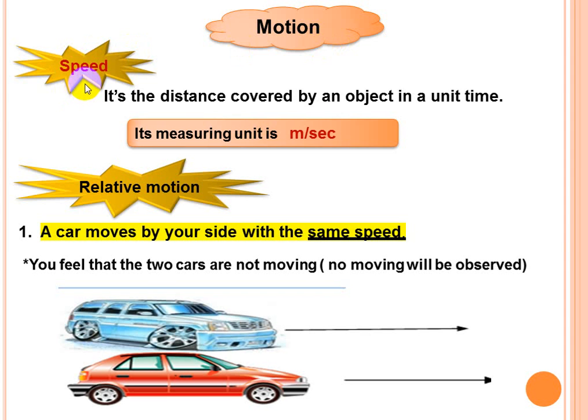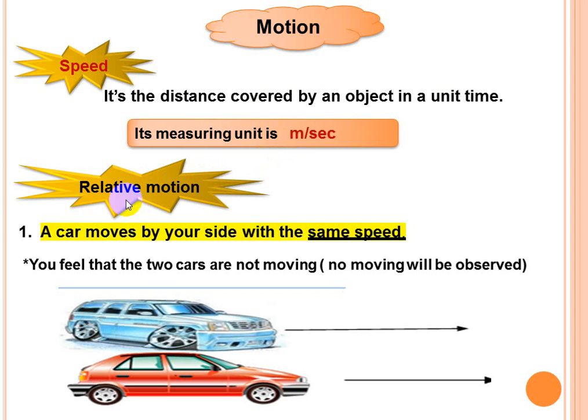When you travel on the highway, you find signs that refer to the speed, like 100 km per hour. It means that the car should move 100 km in each hour. So speed is the distance covered by an object in a unit of time. Its measuring unit is meters per second or kilometers per hour.